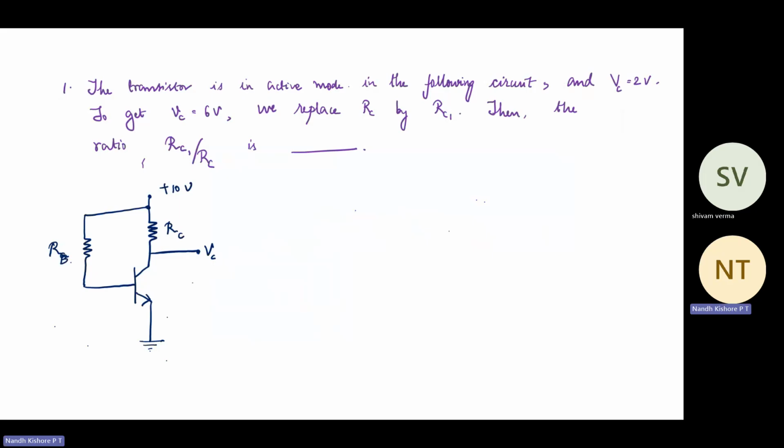So the point is, with this particular configuration, they are telling VC is equal to 6 volts. Now I want VC equal to, initially VC is equal to 2 volts. I want VC to be equal to 6 volts. So what should be the ratio of RC1 by RC is the question.